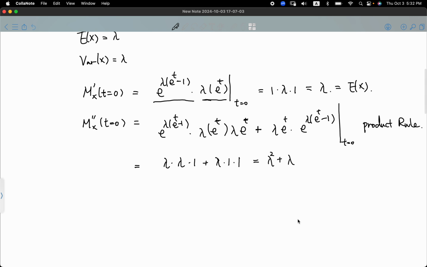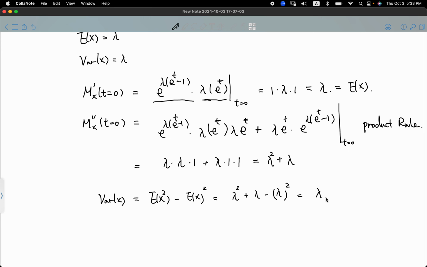And lastly, we want to calculate the variance. So the variance of x, again using the formula, is the expected value of x squared minus the square of the first moment. So we have lambda squared plus lambda minus the square of the first moment, which is the square of lambda. And in the end, we have the variance equal to lambda.